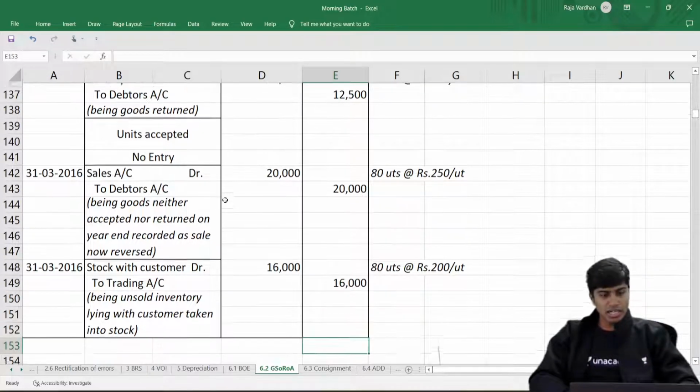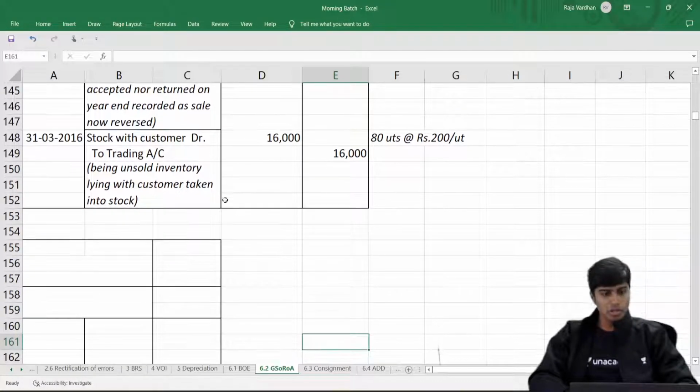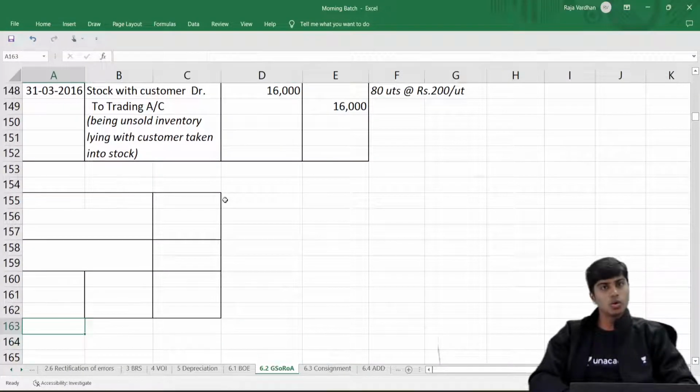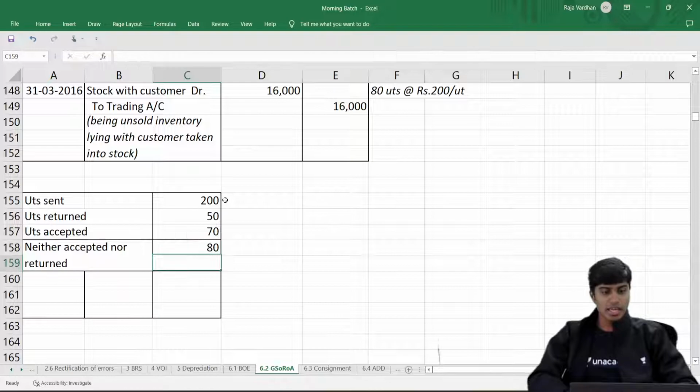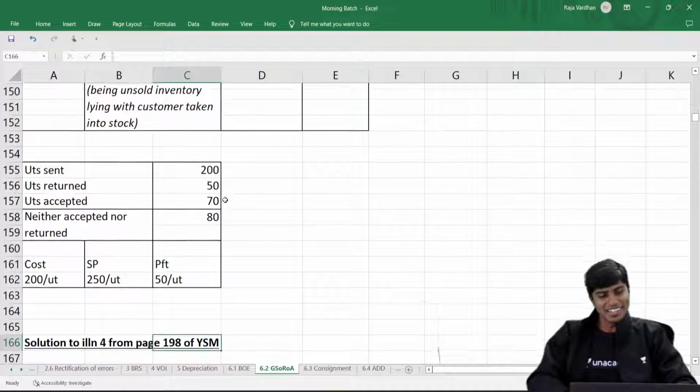If in case you are stuck at any point during the problem, you can always look into this working note which will help you. However, I taught you how to do it without. Units sent were 200, units returned were 50, units accepted are 70, and neither accepted nor returned will in this case be 80. You guys get that? Now the cost is 200 per unit, selling price is 250 per unit. So profit is 50, which we actually don't need at any point of time.